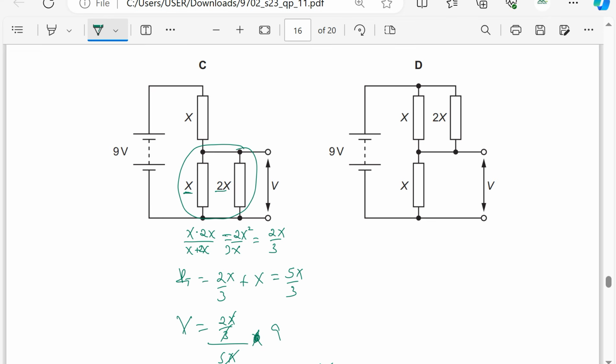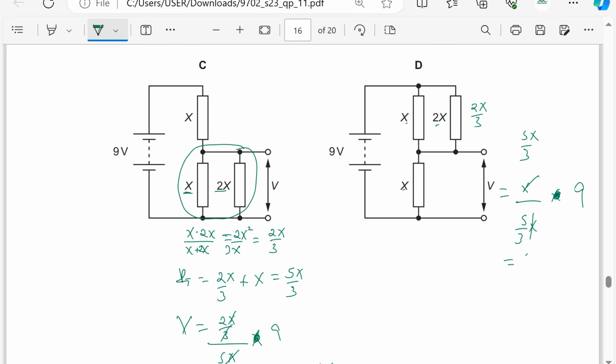Resistance, of course, these are in parallel. We have already seen this as 2x over 3. When we add it to this, we get total resistance as 5x over 3. So the PD across here is going to be equal to x divided by total resistance, which is 5 over 3x, then times 9. So x cancels out.